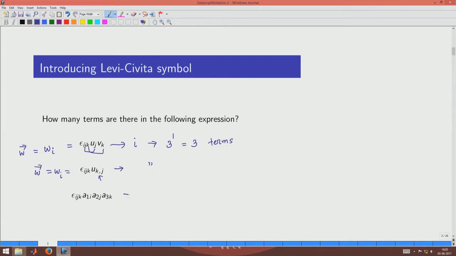The third expression, if you see, the 3 indices are all matching. So, the first index i is matching with this, and then j is matching here, and then k is matching here, which means that there are no free indices here, which means that this will have only one term because the number of free indices is 0. So, 3 raised to the power of 0 is 1. So, there is one term, and what this symbol means will also be evident shortly.